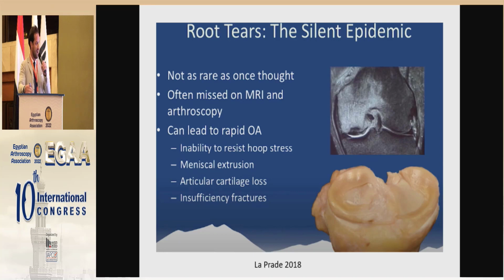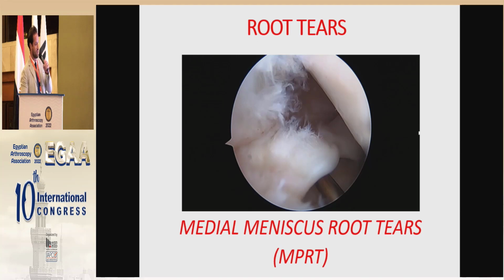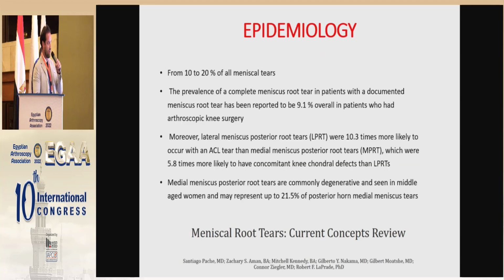This is a problem because these kinds of tears can lead to rapid osteoarthritis, due to the inability of the meniscus to resist stress, the meniscal extrusion, and the loss of articular cartilage. And we know that spontaneous osteonecrosis of the knee can many times be secondary to root tears. This is an example of my patient with a posterior lateral meniscal root tear and a posterior medial meniscal root tear. What about epidemiology?